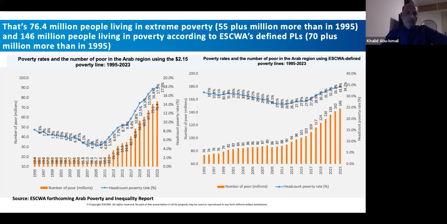And it also translates, if we use the ESCWA poverty lines, and I was just speaking to Professor James about what the ESCWA poverty lines are before we started the lecture. Essentially, what the ESCWA poverty lines do is anchor poverty lines to the way that countries measure and define their own national poverty lines. So if you have an increase in income, your poverty line would increase, but not at the same rate as the rise in income. According to that benchmark, we have 146 million people living in poverty and almost 70 million more poor than we had in 1995.